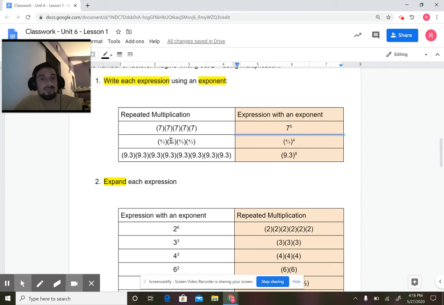So now 4 fifths times 4 fifths times 4 fifths times 4 fifths. There's 4 fifths multiplying each other 4 times, so it'll be 4 fifths to the 4th.